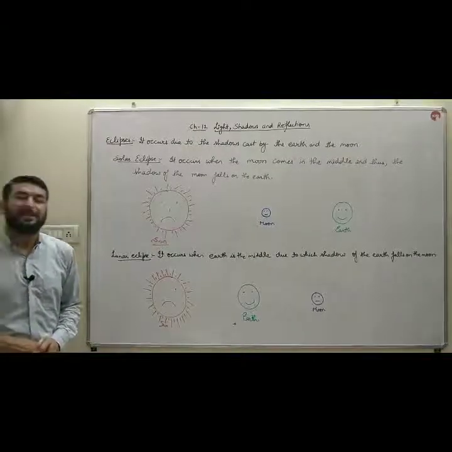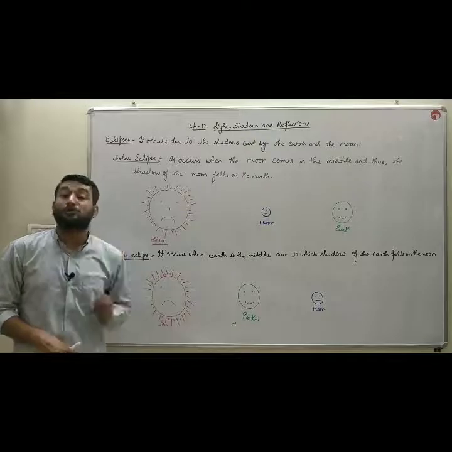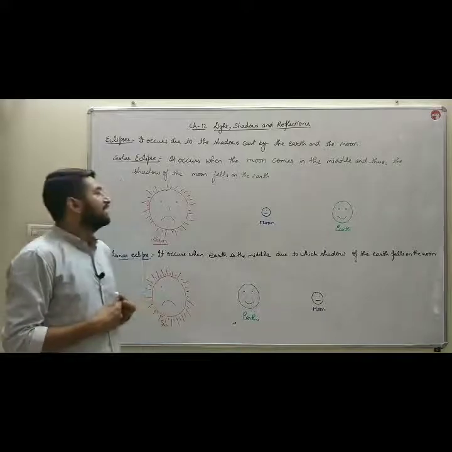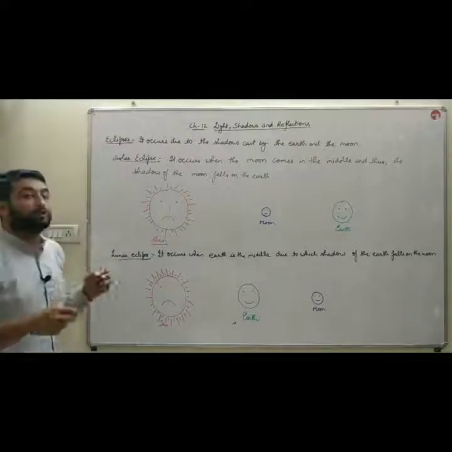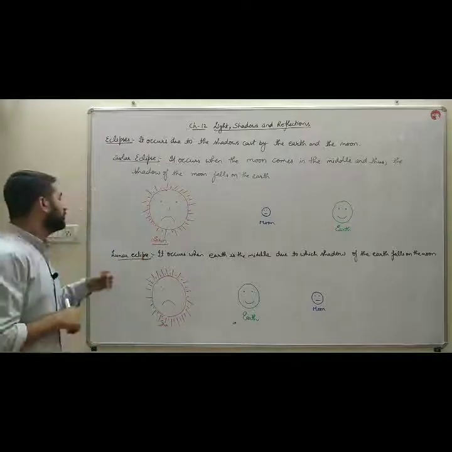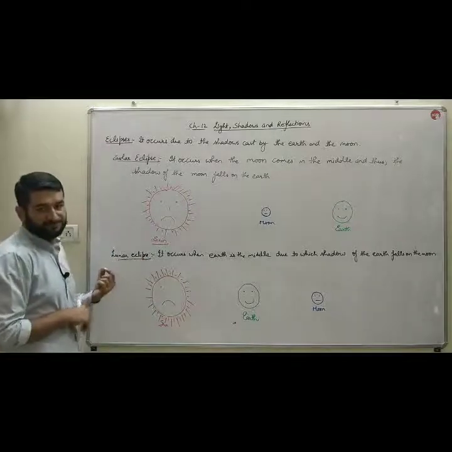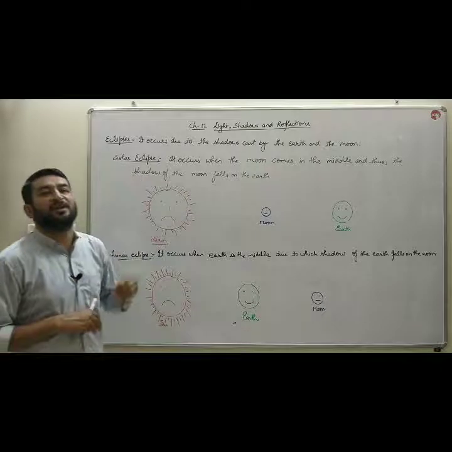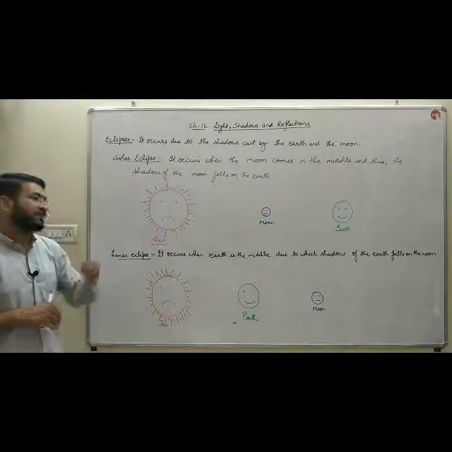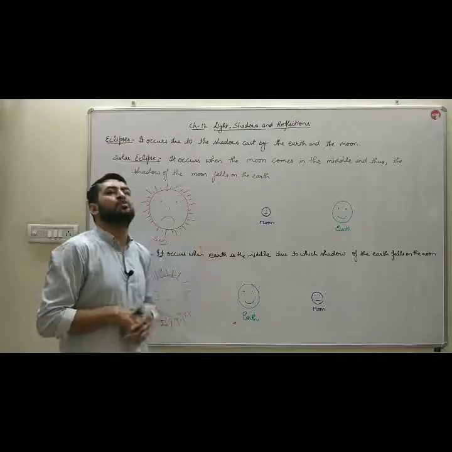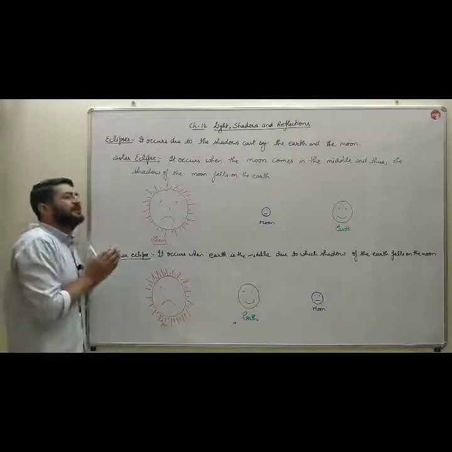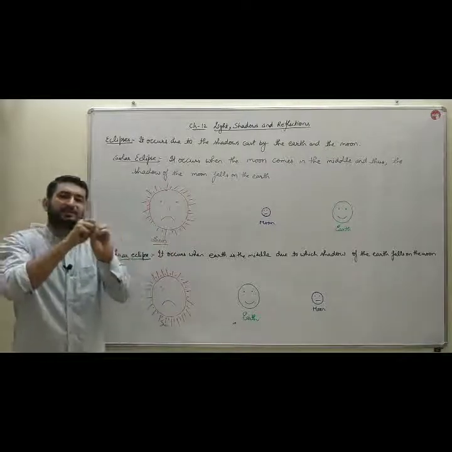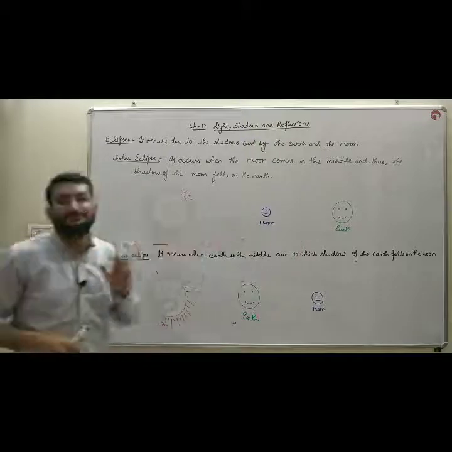Now we will discuss eclipses. Eclipses also result from the formation of the shadow of one body over the other. There are two types of eclipses. The one is solar eclipse, Surya Grahan, and the other one is lunar eclipse, that is Chandra Grahan. An eclipse occurs whenever a shadow is cast on any object, either of the moon on the earth or of the earth on the moon. It occurs when all three celestial objects, the sun, moon and the earth, come in a straight line.